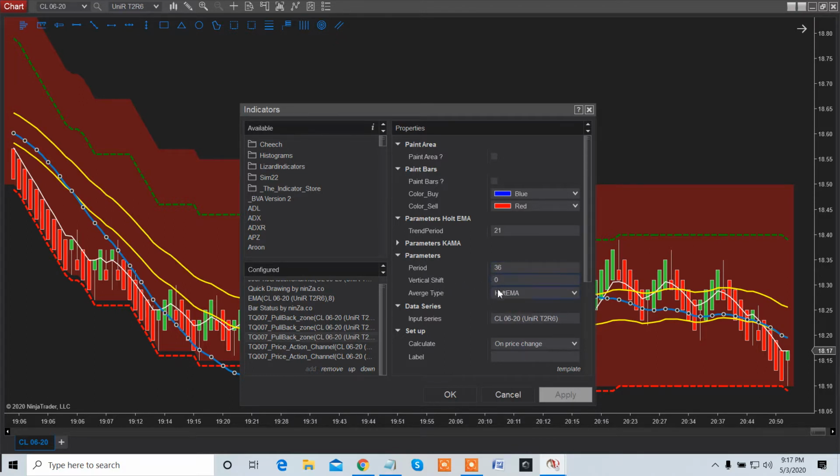A lot of times it's good to bring this hold to minus 1 or 4, minus 1 to 4. Just depends how you like it. Try different settings and see. So average type hold EMA, vertical shift 0, period 36, and make sure you're watching this one. Parameters hold EMA, trend period 21. Same would be for comma if we are using comma. You have 5 indicators in this one.